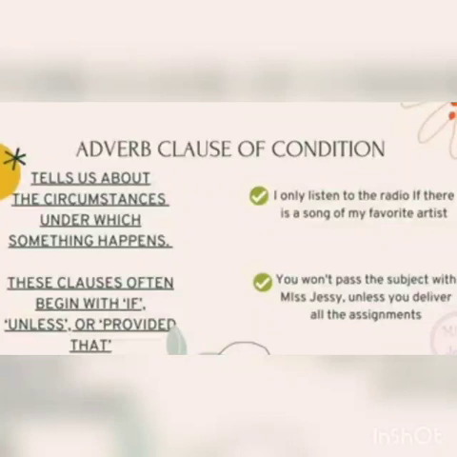Let us see an example. I listen to the radio if there is a song of my favorite artist. The main clause is I listen to the radio. The subordinate clause is if there is a song of my favorite artist. It is an adverb clause of condition, modifies the verb listen in the main clause.